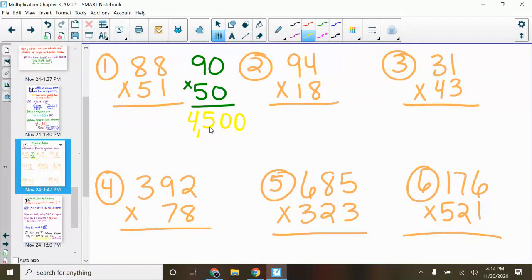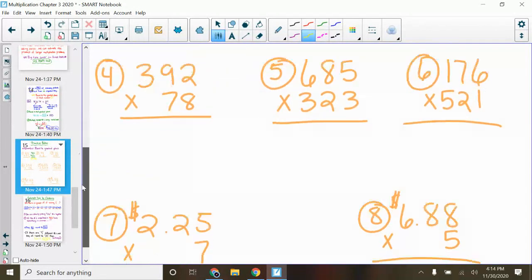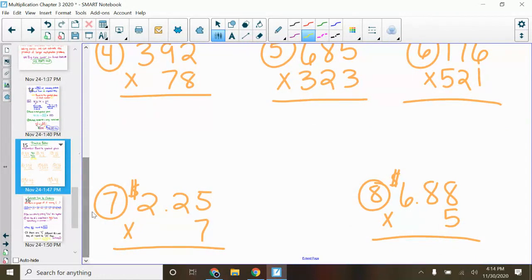And if your answer is really close to the actual answer, then most likely you did this correctly. Okay, so at this point, you can pause your video as you work through finding the answers to these 6 problems. And if you want to attempt the last 2, which are the money problems down below, then go ahead and give it a shot.